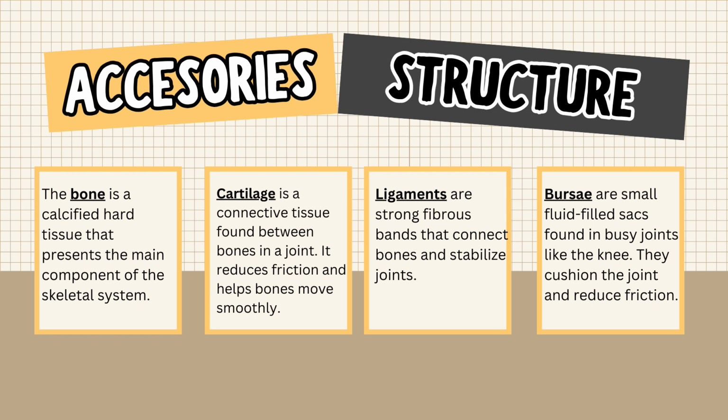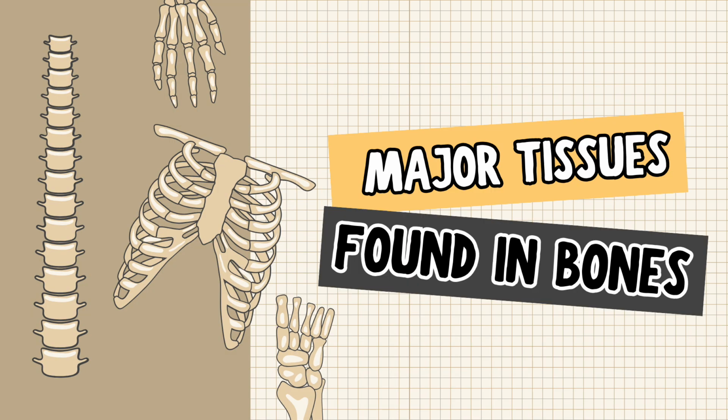And lastly, the bursae. Bursae are small, fluid-filled sacs located around joints. They reduce friction between bones, muscles, and tendons, helping the body move more smoothly and comfortably. Next, let's proceed to the major tissues found in bones.